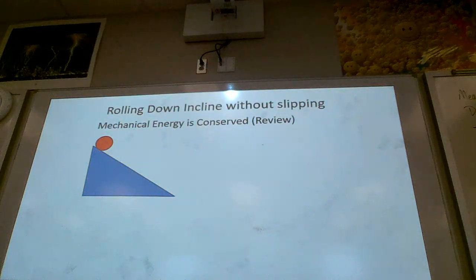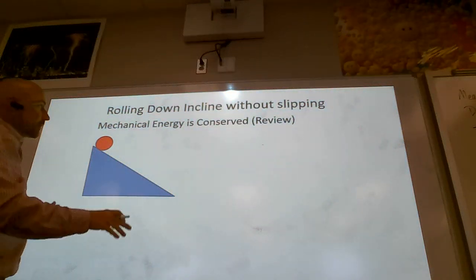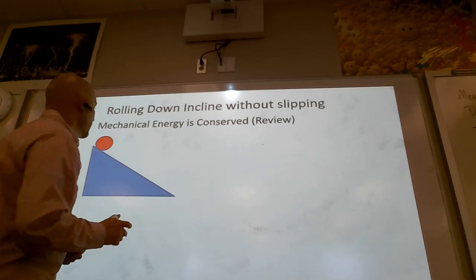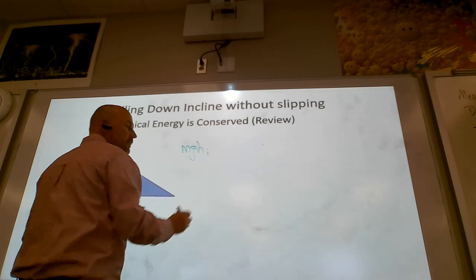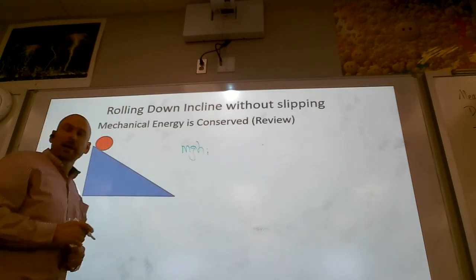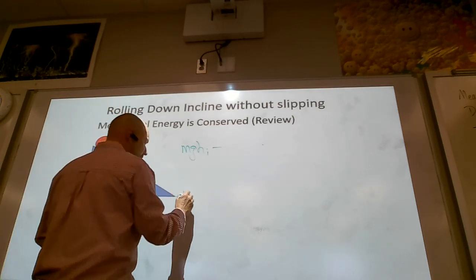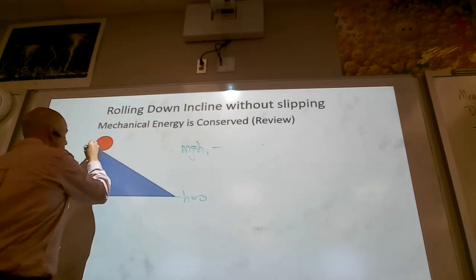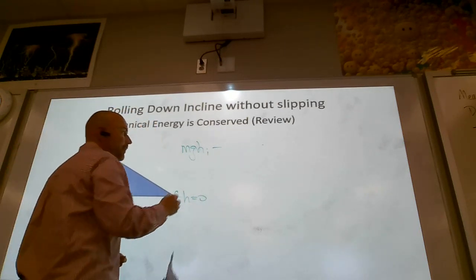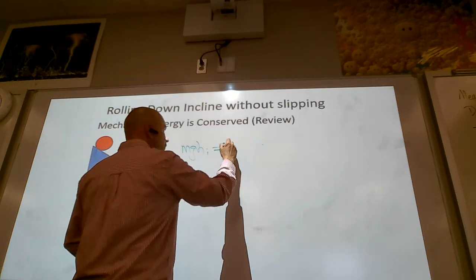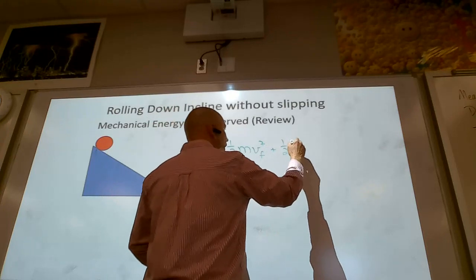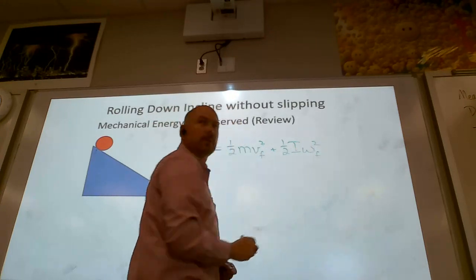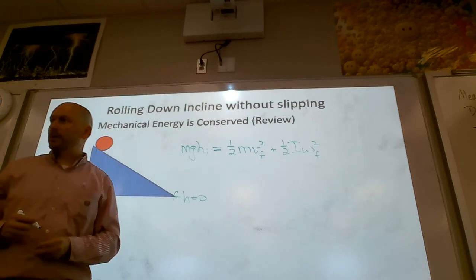All right, so quick review. Something's rolling down. So you have mgh initial, and at the end we're going to make this ground zero. So initial equals final: 1/2 mass times speed squared final plus 1/2 I omega squared final. Has both translational and rotational kinetic energy.